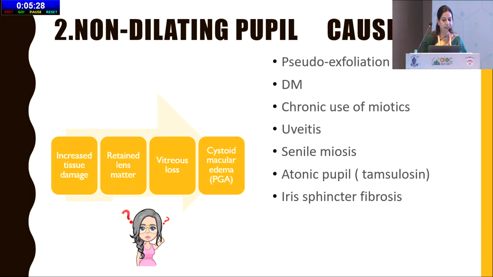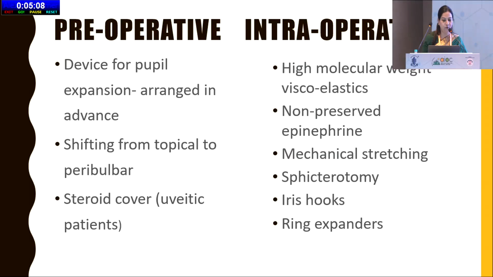Now the non-dilating pupil. Increased tissue damage is there, retained lens matter, vitreous loss, cystoid macular edema when there is more manipulation. Non-dilating pupils are commonly seen in pseudoexfoliation, diabetic patients, chronic use of miotics, uveitic patients, senile miosis, atonic pupil and iris sphincter fibrosis.